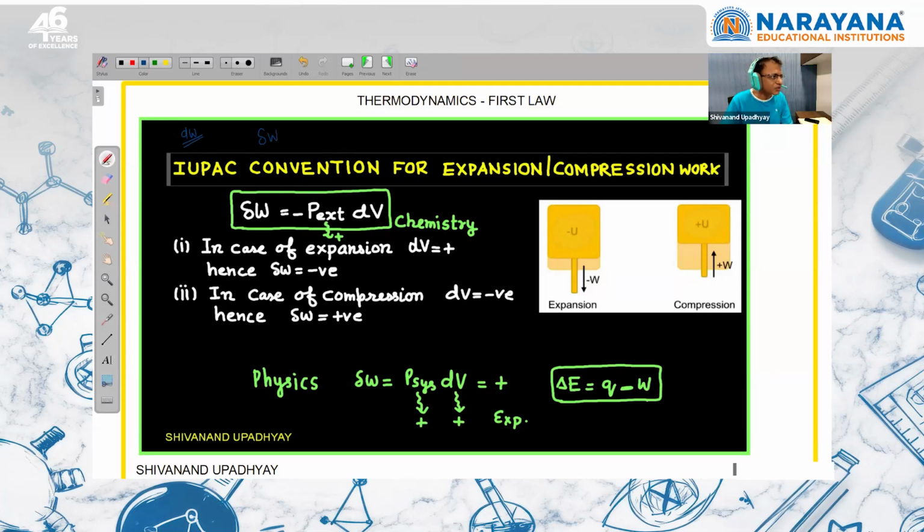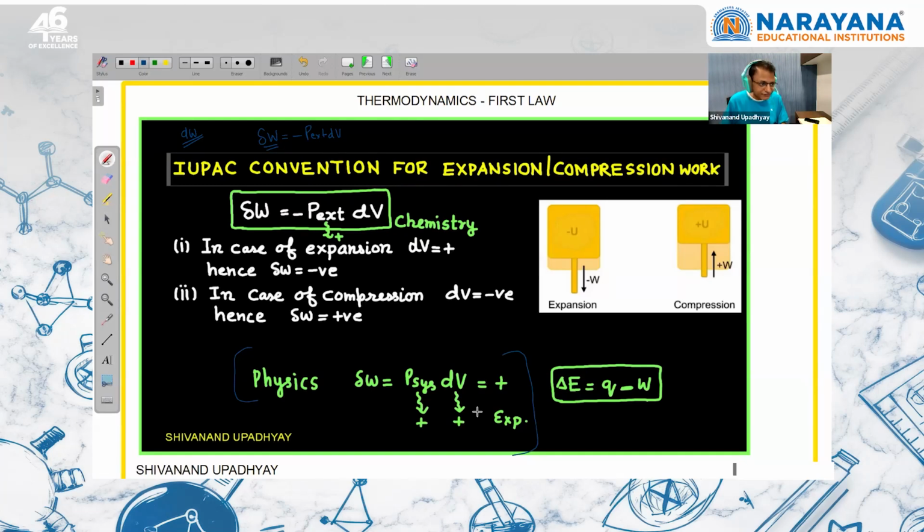So whenever we are going to write the work done, we should write minus P external into dV, because here the external pressure will decide whether the system will do work or not. Suppose there is vacuum, then P external will be 0. And if there is expansion, then also the system is not going to do any work. So this convention is correct, right? When you study physics, in physics, you write the work like this. So this is the pressure of the system and this is the volume change of the system, right?